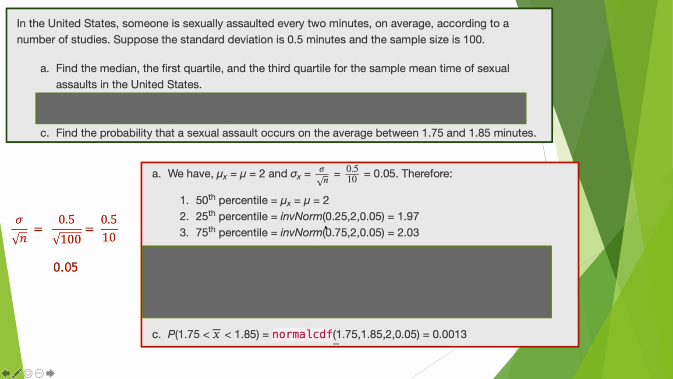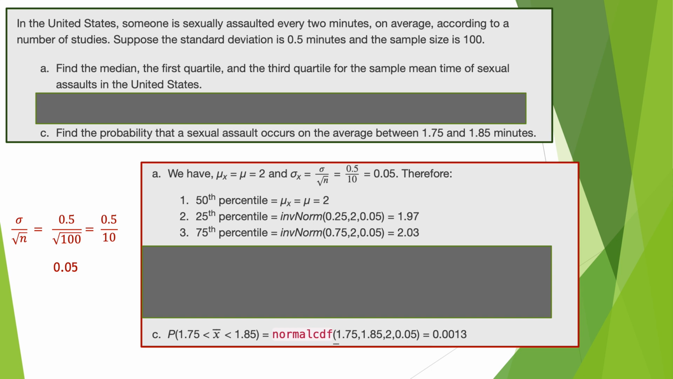For the 75th percentile, inverse norm, remember it's always second VAR's inverse norm, 0.75, mean of 2, 0.05 for my standard deviation, sampling error for the means theorem, and I get 2.03. That also shows you, by the way, the symmetry of the normal curve, because the 25th percentile is 0.03 below the mean, and the 75th, which is 25% above, is 2.03. So in each case, that 25% amounts to a 0.03.